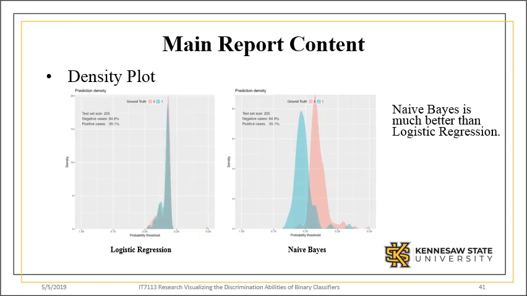As shown here, the distribution of estimated probabilities for class 0 is colored in pink, and the one for class 1 is colored in green. For logistic regression, they pretty much overlay together. For naive Bayes, the green one is shifted towards 1 much more than the pink one, so naive Bayes is much better than logistic regression here.